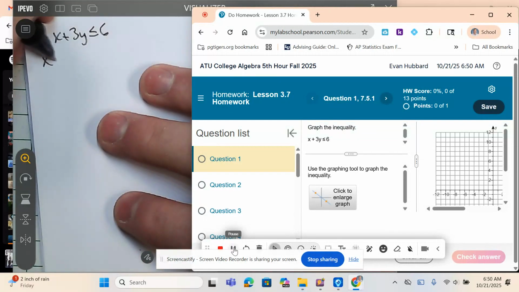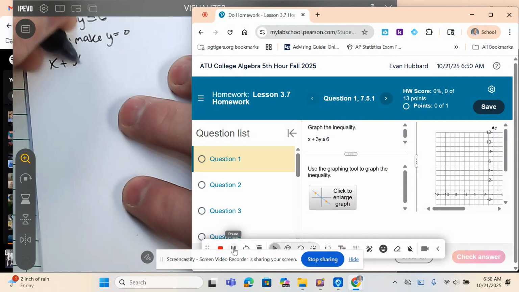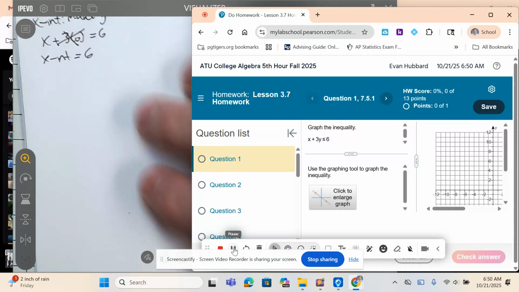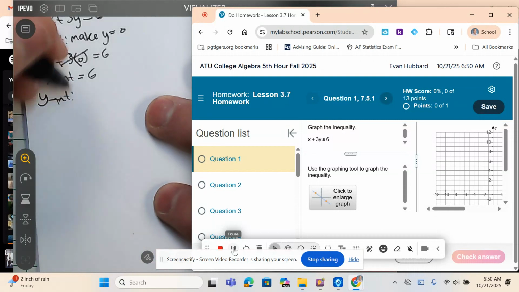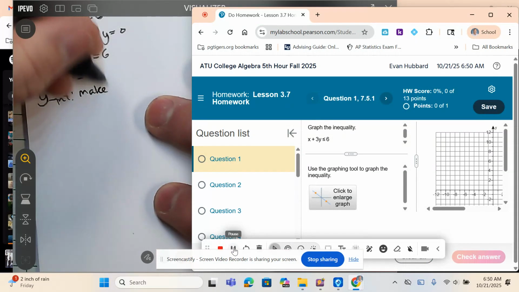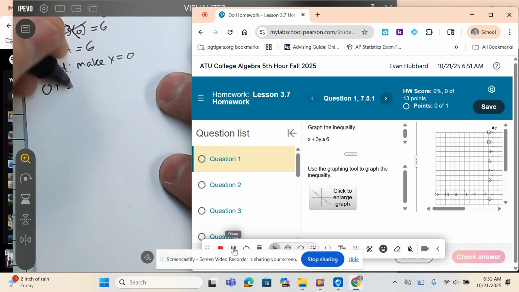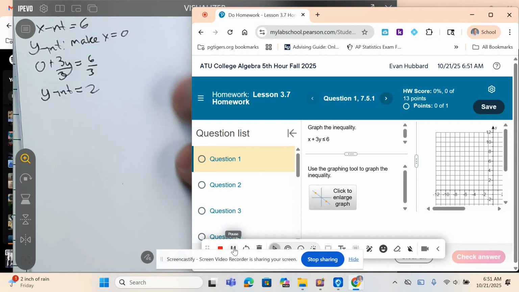So to find the x-intercept, make y equal 0. So x plus 3 times 0 is equal to 6. That goes away. So the x-intercept is equal to 6. Now to find the y-intercept, I make x equal 0. So 0 plus 3y equals 6. Divide by 3, divide by 3. The y-intercept is equal to 2.